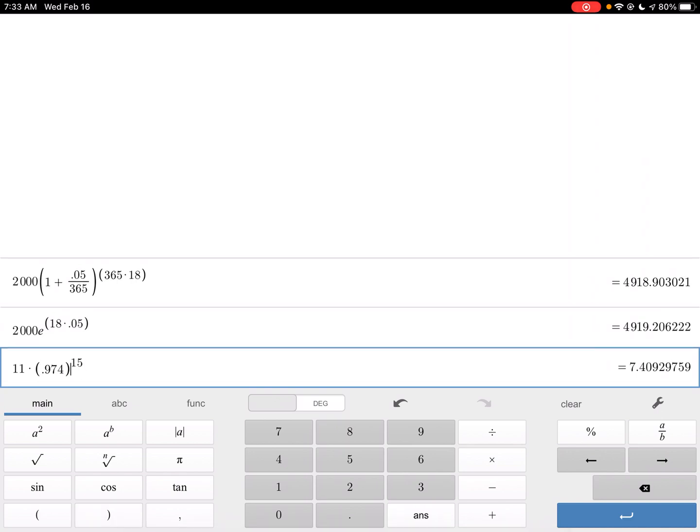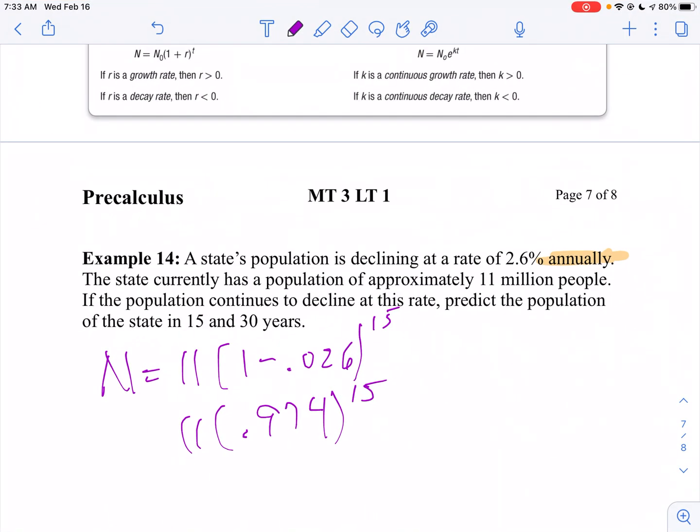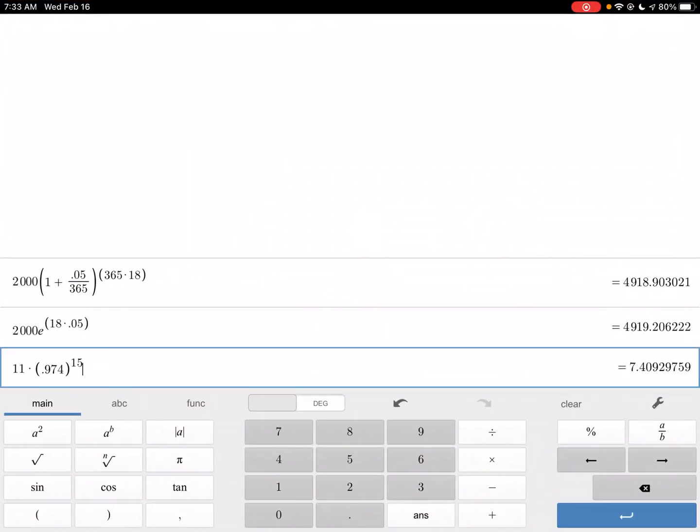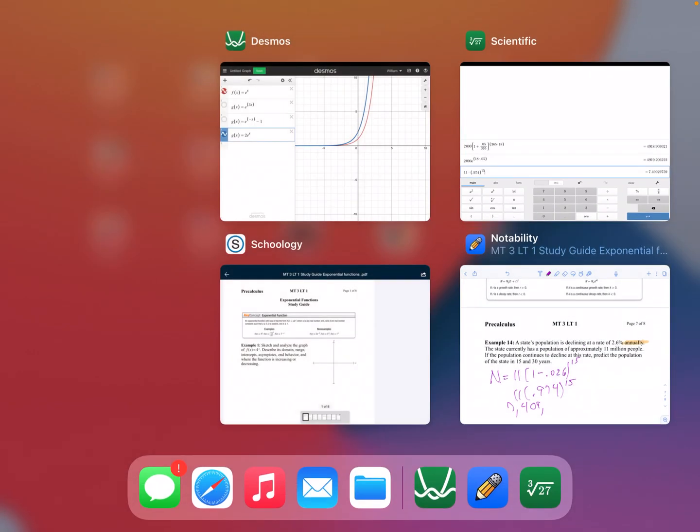Okay, so we get about 7 million people. 7,409,298. So 7,409,000 and what was it? 409,298 about.